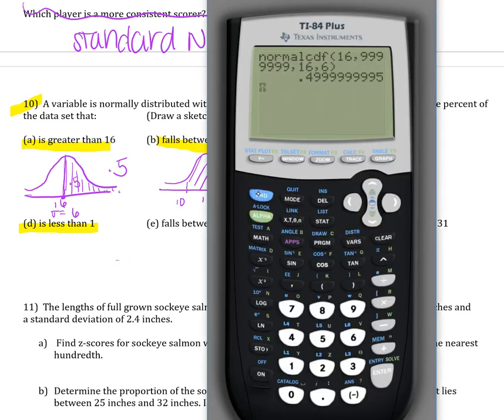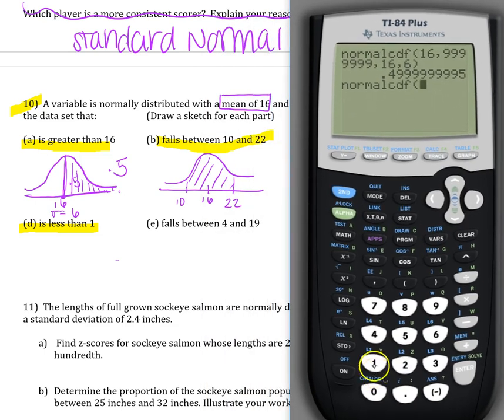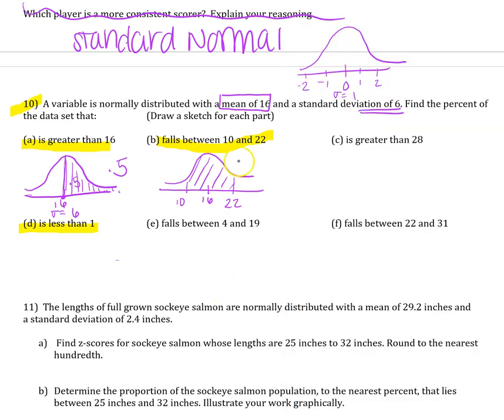Okay, so normal CDF, second vars, option 2. My lower bound is 10, my upper bound is 22. Mean is 16, standard deviation is 6. And then this is what you'd write on your paper so that we know what you're plugging in your calculator. Enter. Okay, so 0.682 or 0.683. Okay, 3 or 4 decimals.